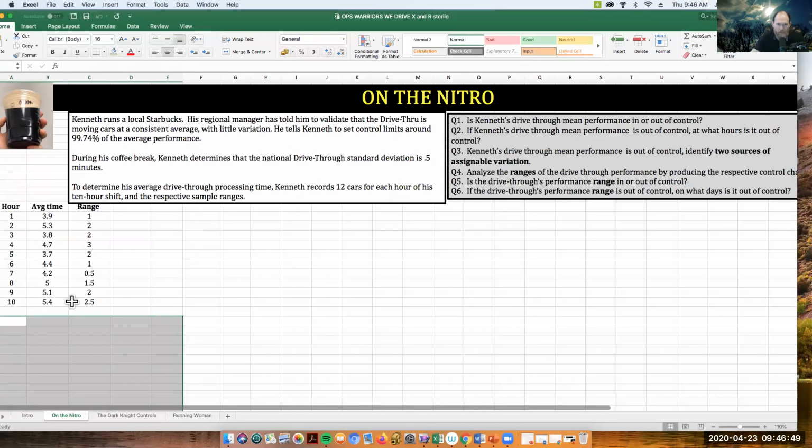So let's just make sure we understand what this data is. So during the first hour of a shift, Kenneth grabs 12 cars at random and records how long it takes them to go through the drive-through. And then he takes that average, and that is what that 3.9 is in this case. What he also does is he captures the range of that particular 12 cars. So the range, remember, is our maximum value minus our minimum value.